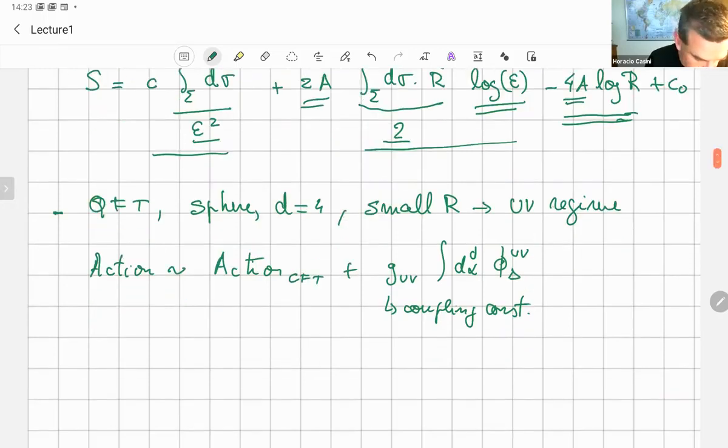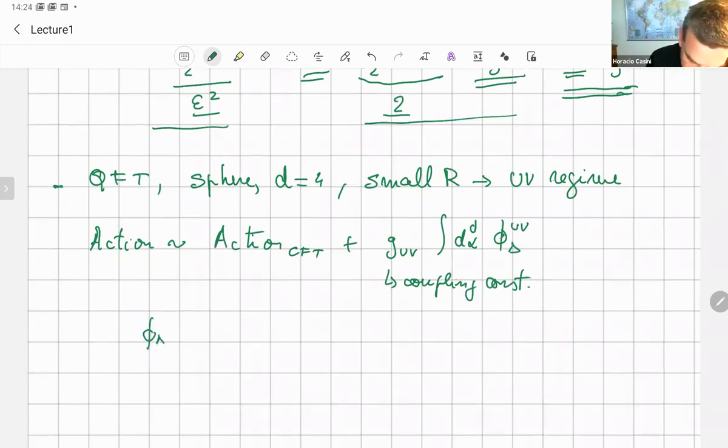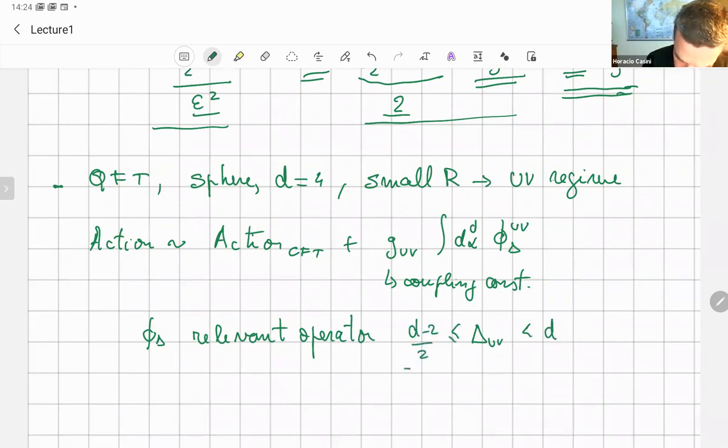Because this phi delta is what is called a relevant operator, it means that the dimension delta of the field has to be smaller than d and greater or equal than (d minus 2) over 2. This is the unitarity bound: it has to be greater than the dimension of a free scalar. And this is just because it's relevant. Otherwise, if I put a perturbation with an operator of higher dimension than d, this theory will not approach the CFT at short distances.